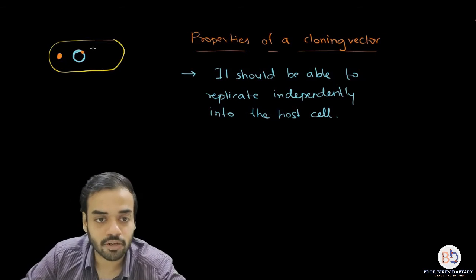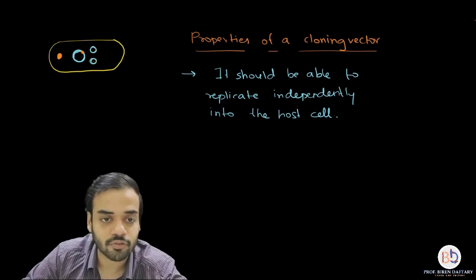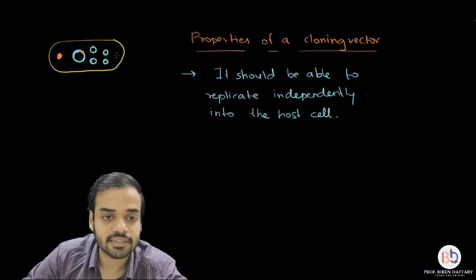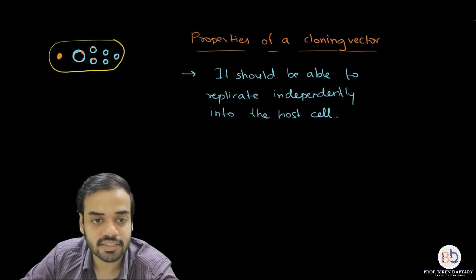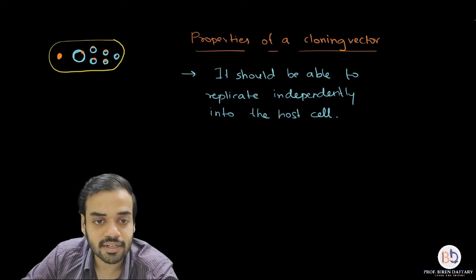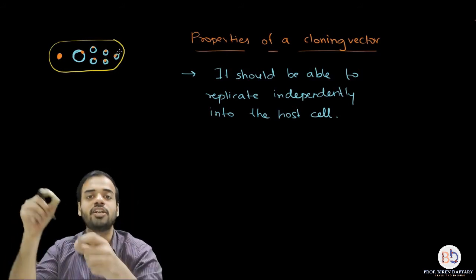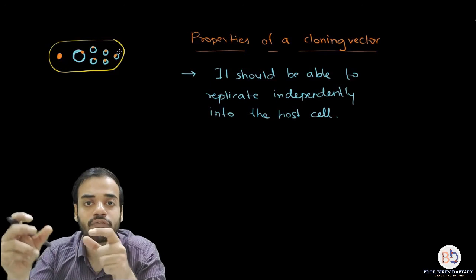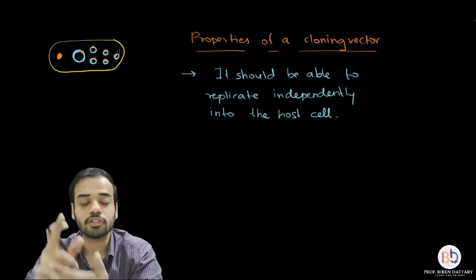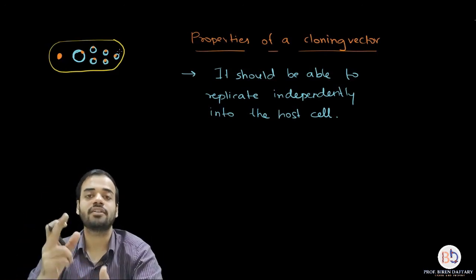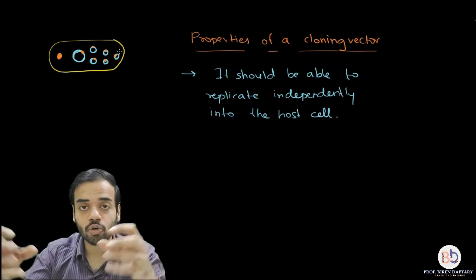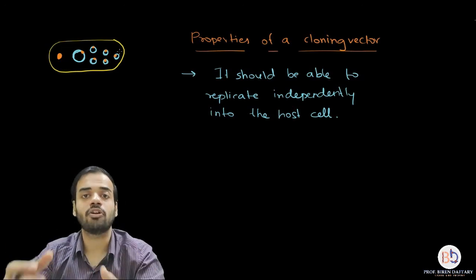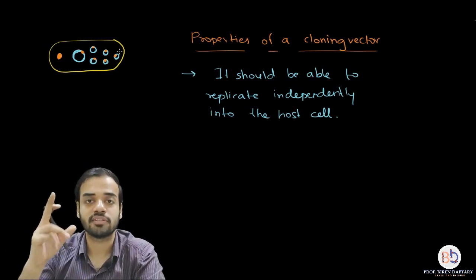So over a period of time there should be many copies of cloning vectors inside that cell, and each one will have the desired gene. Are you getting this? Only then will that desired gene be incorporated into the genome of that bacterium. So this is the first property of a cloning vector, that it should be able to replicate independently. It should not be controlled by the host cell. It should multiply or divide or replicate on its own. This is the first thing.